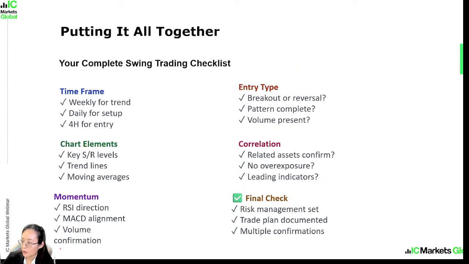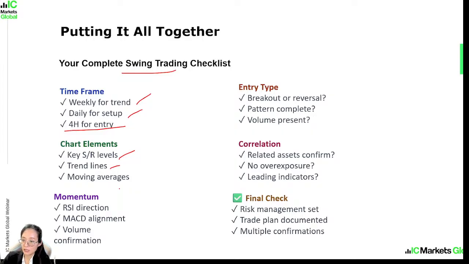Okay, so now I'm going to put things together. First, for the swing trading checklist, look at the weekly for the trend, daily for the setup. You can identify support and resistance in the daily, and your entry would be in the H4 time frame. You hold the duration, usually 2 to 10 days on average, or it could be multiple weeks. Okay, it depends. Chart elements: key support and resistance, you can draw the trend line, or you can use moving averages such as EMA 200.